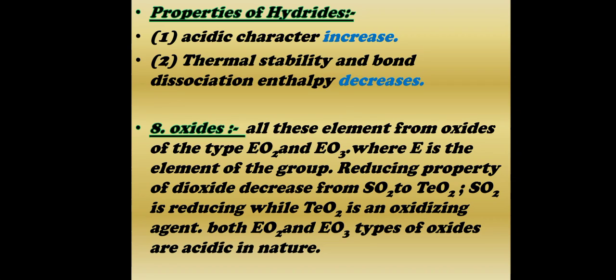Pass on to the next, oxides. That means how do they react with oxygen? They will form different types of oxides, EO2 and EO3 type. Say for example, sulfur, SO2 and SO3. Other elements will also form TeO2, TeO3 and so on.